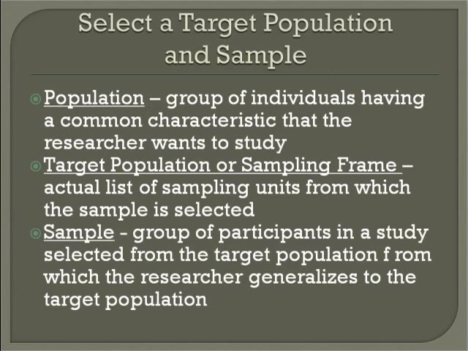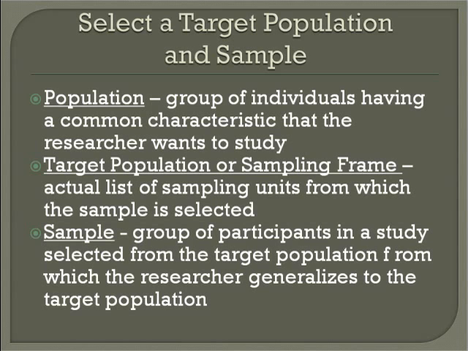Next, you want to select a population or sample. And the way to think about this is that there's the population in general, and these are a group of individuals that have a common characteristic that the researcher wants to study, and usually this is the group of people you want to generalize to. We also have what's called the target population, or the sampling frame, and this is the actual list of sampling units from which the sample is selected. So say, for example, that you wanted to survey all the, let's say, high school English teachers in California.